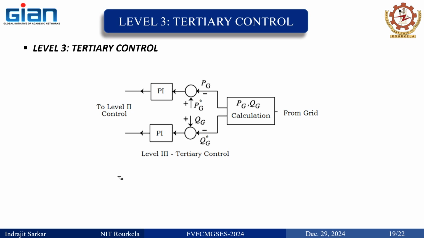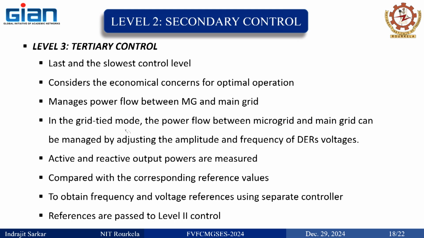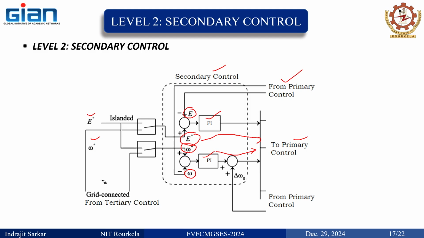So here this is what I have shown you. This is coming from primary, and this is coming from tertiary control, those power references. Here the actual powers and the reference powers are compared. Then their PI controller will generate reference frequency and reference voltage. This reference frequency and reference voltage will pass from tertiary control to this level 2. The secondary control will see this reference. It has no information about power. It has information about frequency and voltage.